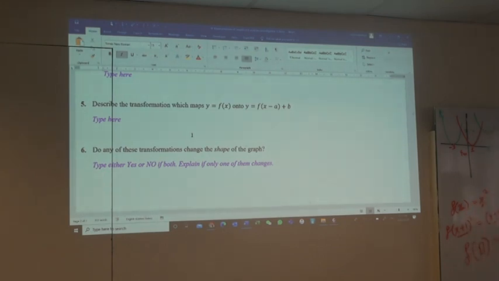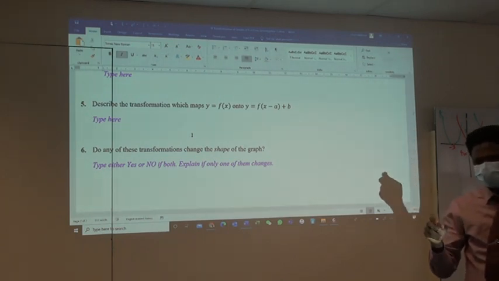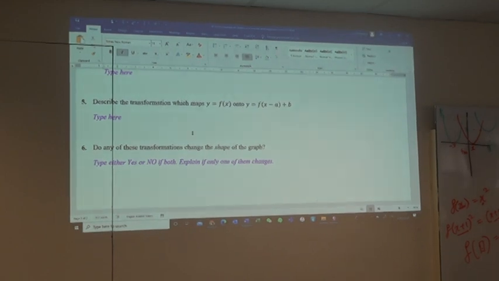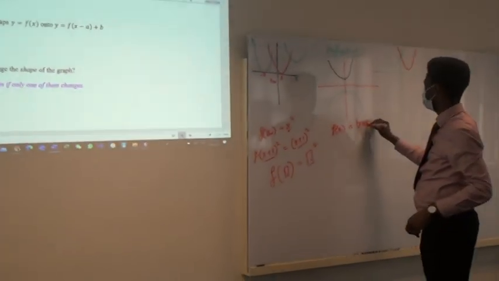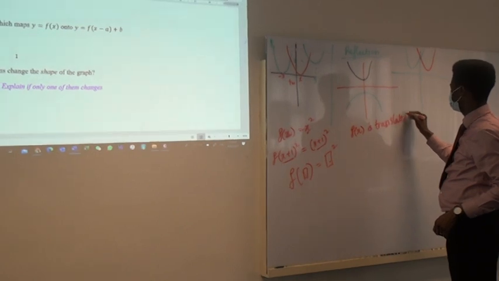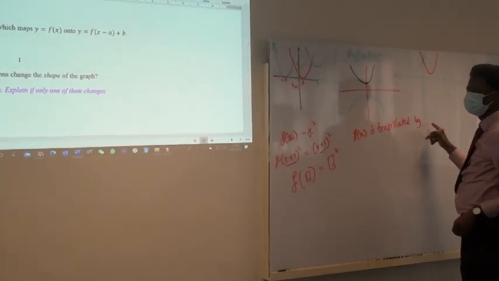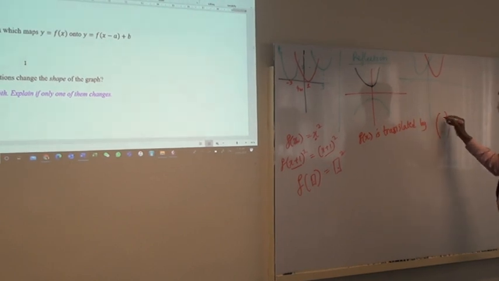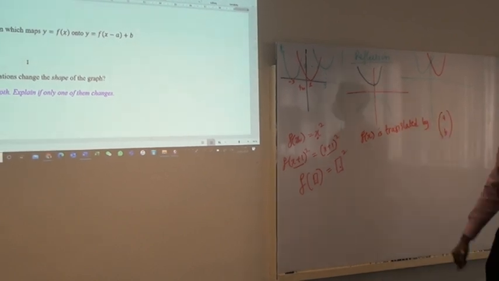You said the transformation which maps this into that. So you can say f(x) is translated by the vector (a, b).